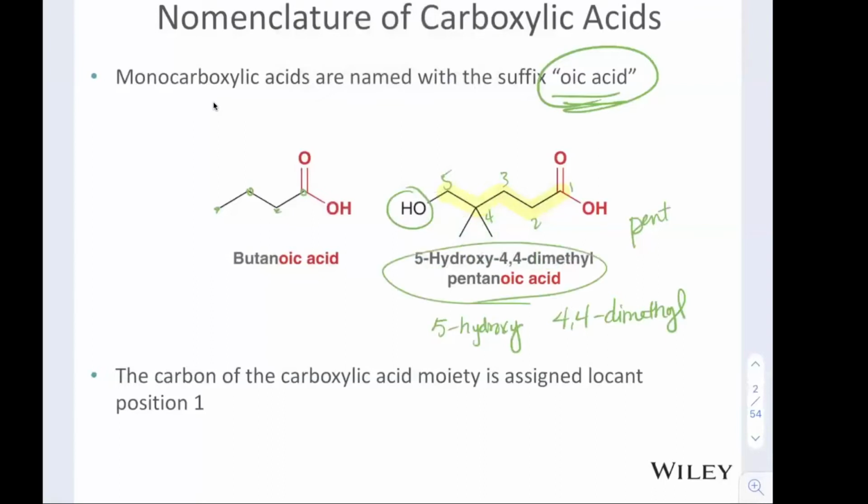So carboxylic acids get the ending of the word no matter what: oic acid. They always get carbon number 1. They always have to be at the end of the chain, so they're always going to be on carbon 1. And then everything else is exactly how we've learned it with other molecules.